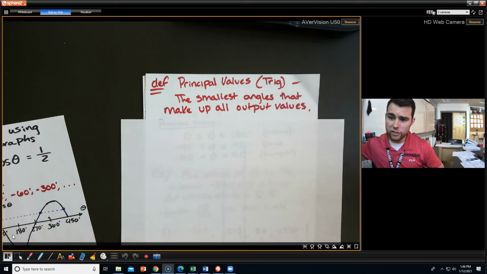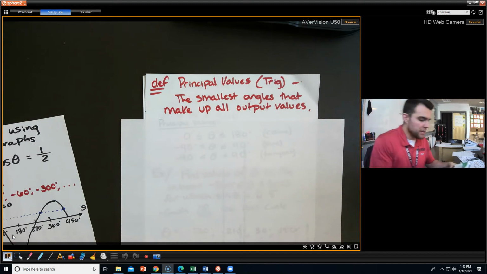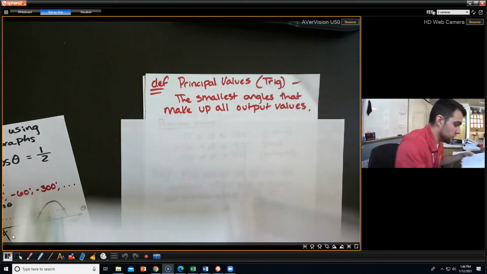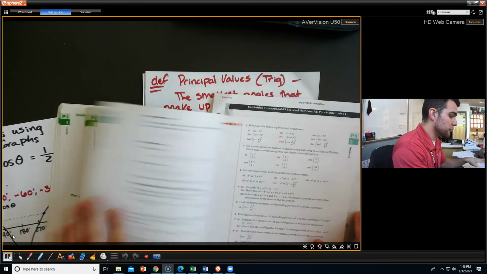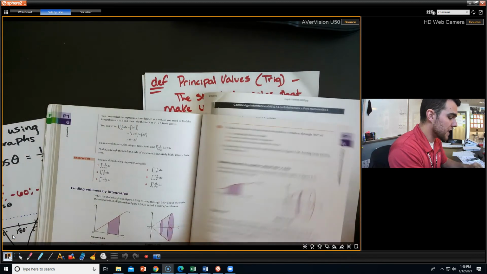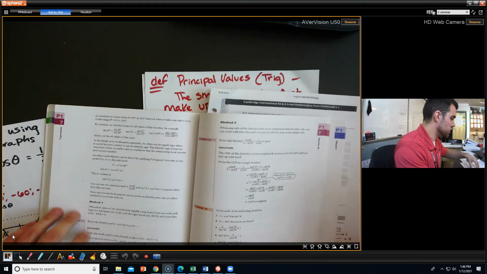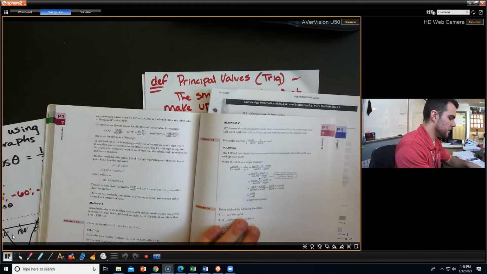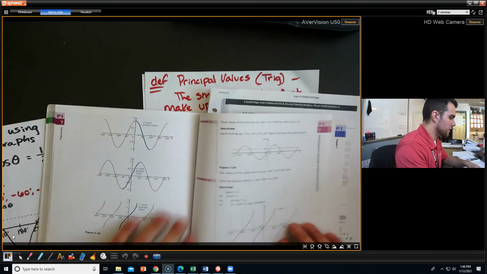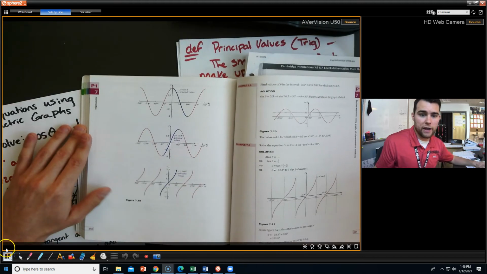And your book actually does an excellent job of illustrating this. So let's turn to that page, and I encourage you to as well. And I encourage you to write this in your notes. The only reason I didn't write it down is because, again, the book does it so much better. Okay? Right here. Here are your principal values right here.